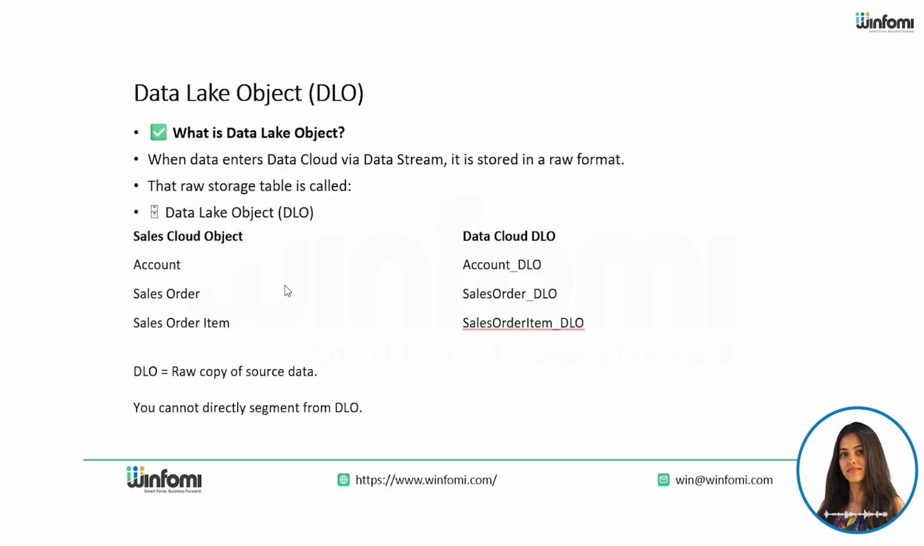So let's look into what a data lake object is. When data enters Data Cloud via a data stream, it is stored in raw format. The raw storage table is called a data lake object. Sales Cloud objects like person account, sales order, and sales order item become Data Cloud DLOs: account DLO, sales order DLO, and sales order item DLO. So a DLO is basically the raw copy of the source data, and you cannot directly segment from a DLO.